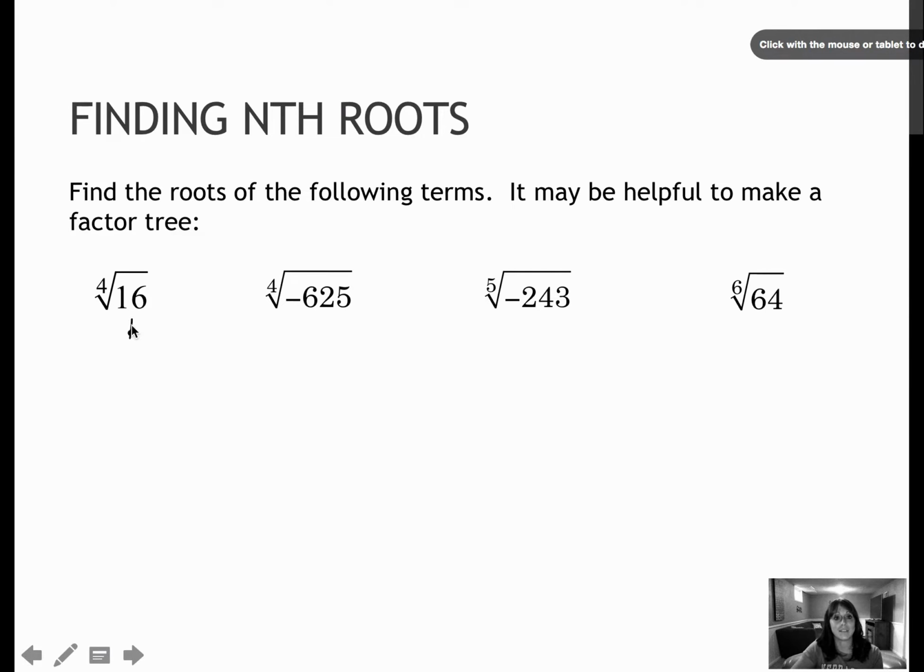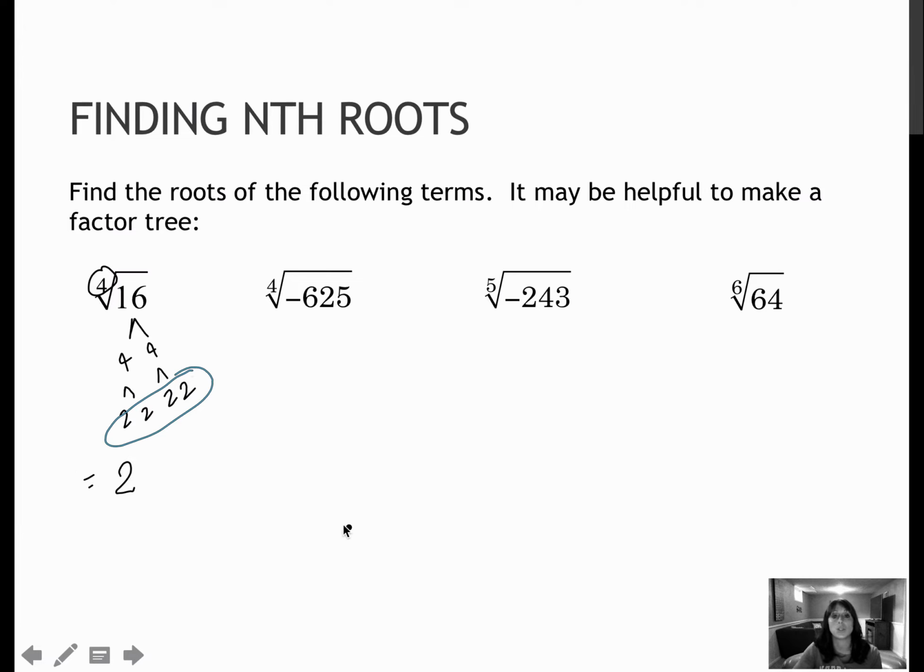For 16, 16 is 4 times 4. Each 4 is 2 times 2. And I know in order to bring something to the outside, I need, in this case, 4 of them. Notice here, I do have a group of 4 2's. That group of 4 2's says I get to bring 1 2 to the outside, and there was nothing left over, and so my answer is 2. You can always double check it by taking 2 to the 4th. So 2 times 2 times 2 times 2, I end up back at 16.